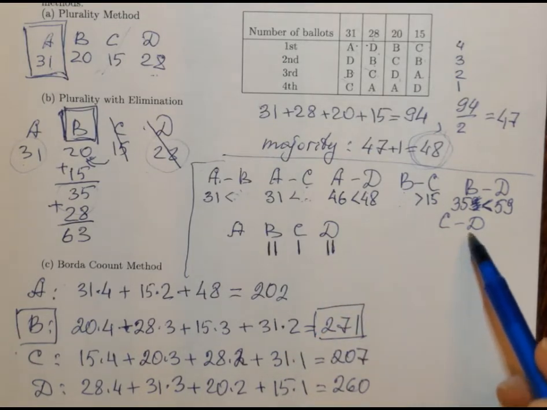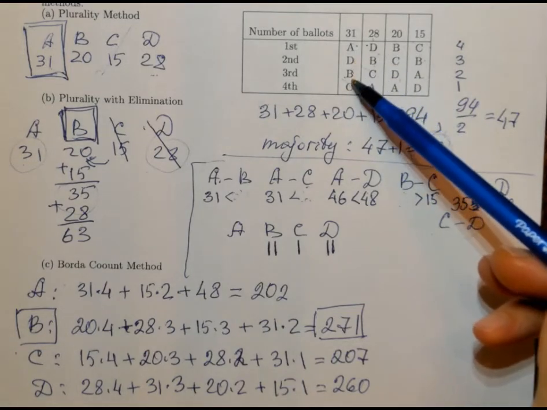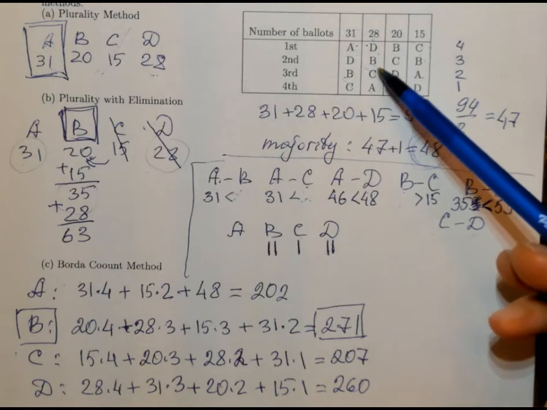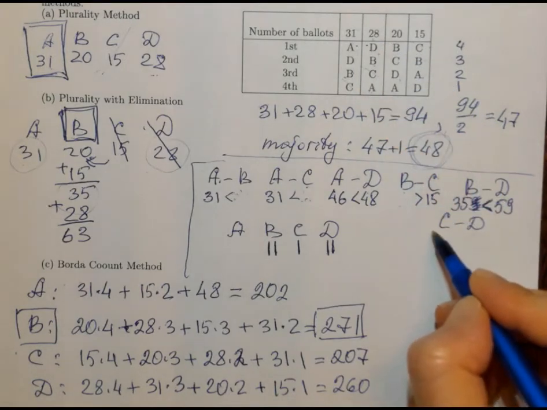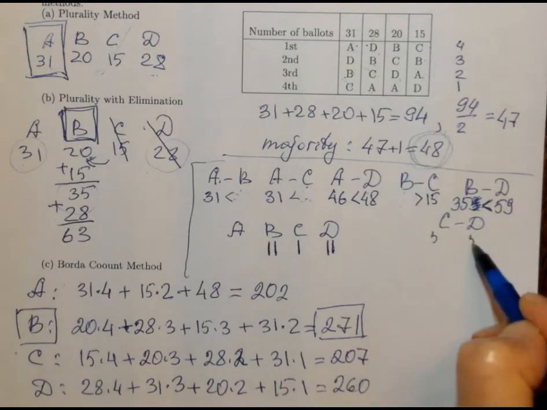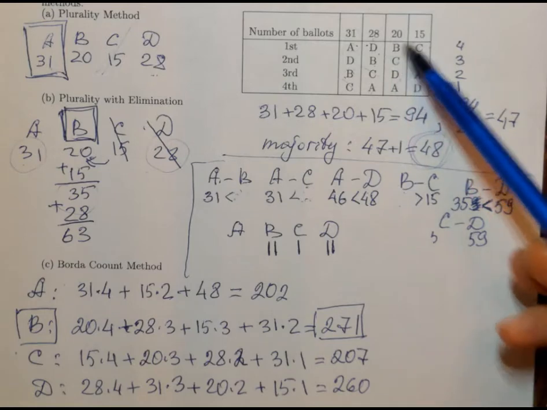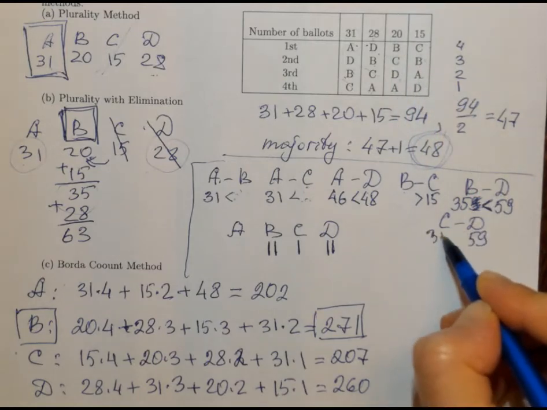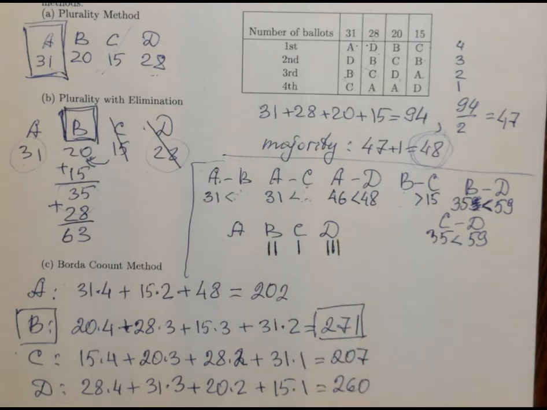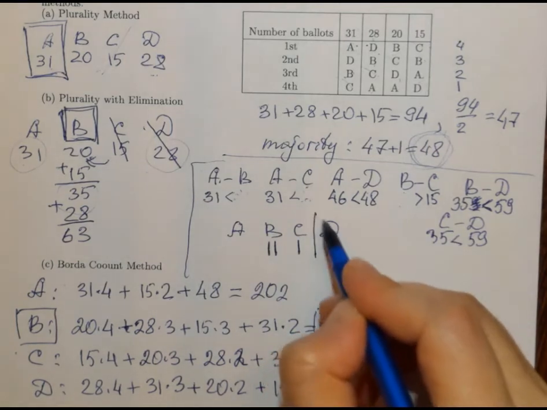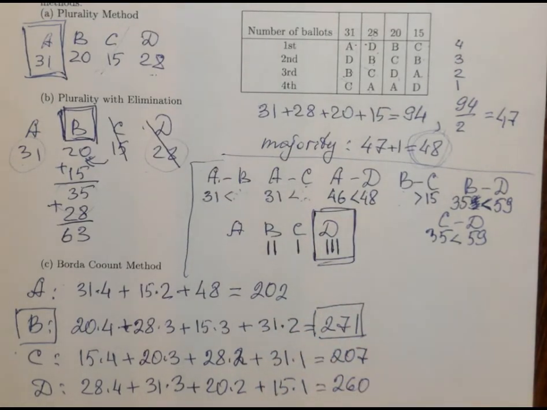And the last group, C and D. D is above C in the first and in the second group. So 59 for D, and C is above D on 35. 35 for C. D wins one more time. So you see that by the pairwise comparison method, D is the winner.